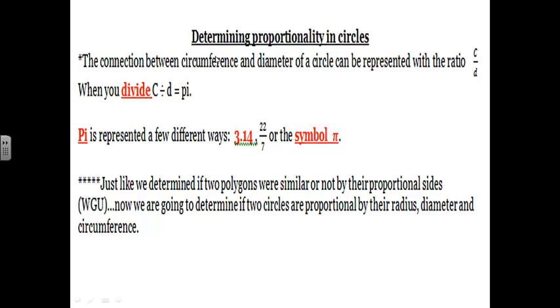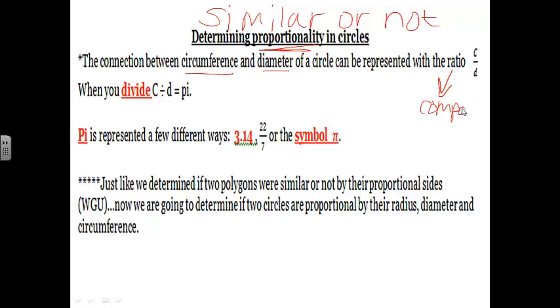We're going to be determining proportionality in circles. This means, are they similar or not? We're going to see if they're proportional, which is related to are they similar. The connection between circumference and diameter of a circle can be represented with a ratio. Ratio means comparing two things. So we're going to be comparing circumference and diameter, so circumference over diameter like a fraction.